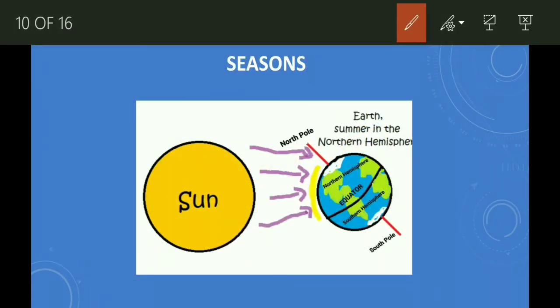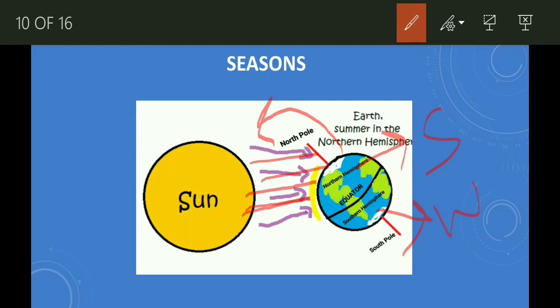In this image, children, the northern hemisphere is more tilted towards the sun than the southern hemisphere. It means the northern hemisphere gets more intense rays of the sun. So it experiences summer. On the other side, the southern hemisphere experiences winter because it does not get more intense rays of the sun.